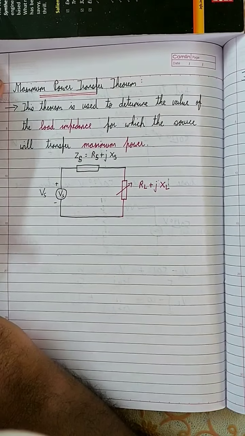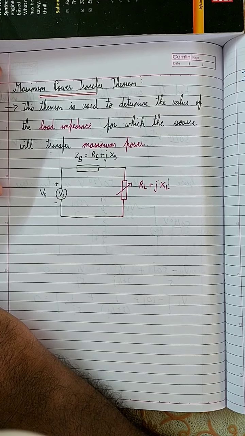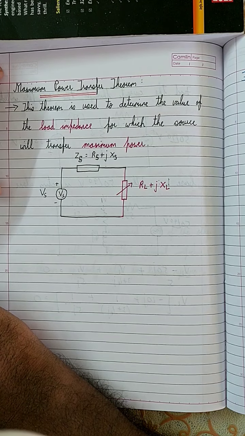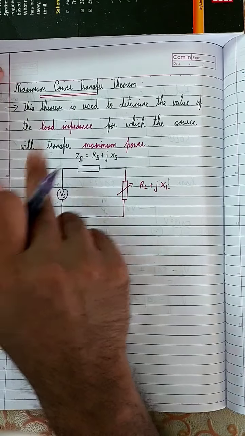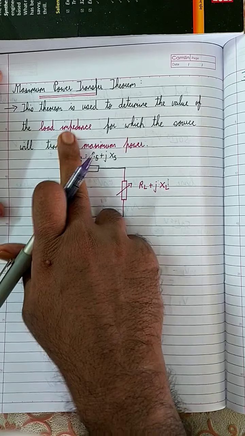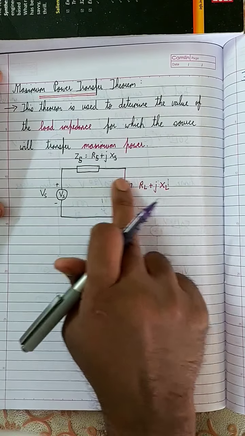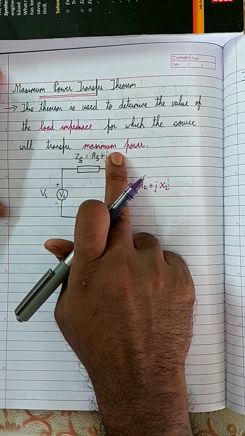Hi students. Here we are going to learn about a new type of theorem called the maximum power transfer theorem. From the name itself you can understand: maximum power transfer. This theorem is used to determine the value of the load impedance, that is this value over here, the value of the load impedance for which the source will transfer maximum power.